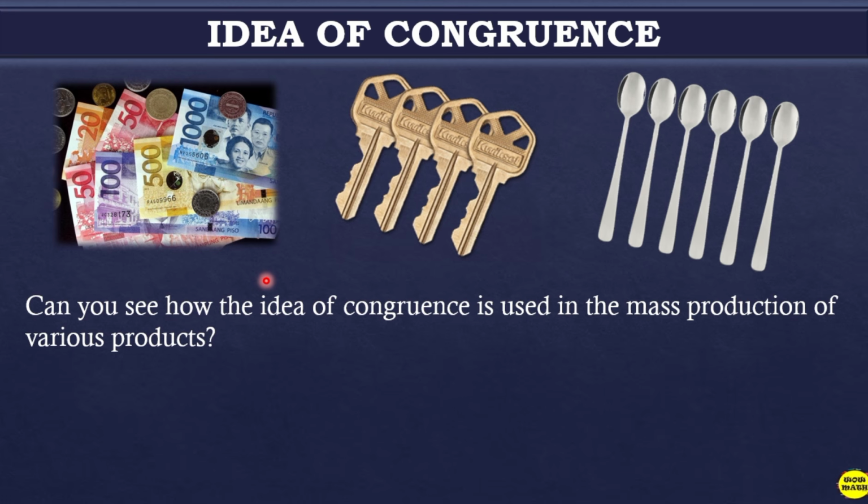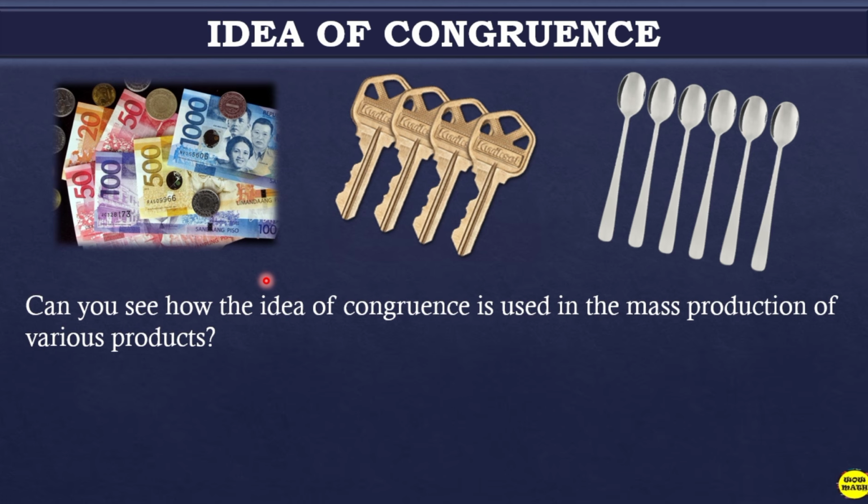Halimbawa, yung paggawa ng pera, yung paper bills natin. Kung mapapansin ninyo, pare-pareho yan. Same shape, same size. So, they are congruent. As well as yung coins natin with the same denominations. Again ha, with the same denomination. Yung pare-parehong piso, pare-pareho ng sukat yan. Yung pare-parehong 25 centavo, pare-pareho rin ng sukat yan. They are all congruent.